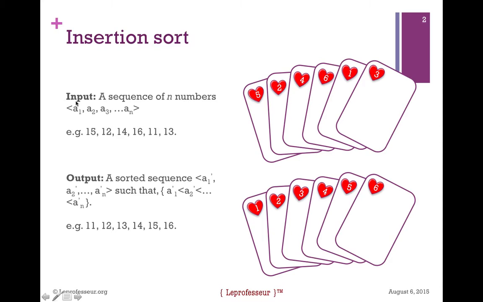What inputs do we have? Let's say we have a sequence of n numbers, a1, a2 up to an, for example 15, 12, 14, 16, 11, 13, an unsorted sequence. What output do we need? We need a sorted sequence, for example a1', a2', up to an', such that a1' is less than a2', is less than and so on up to an', or 11, 12, 13, 14, 15, 16.